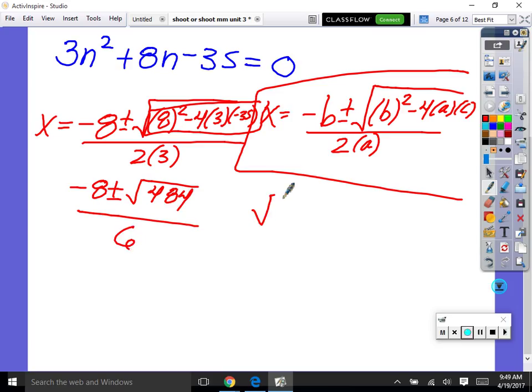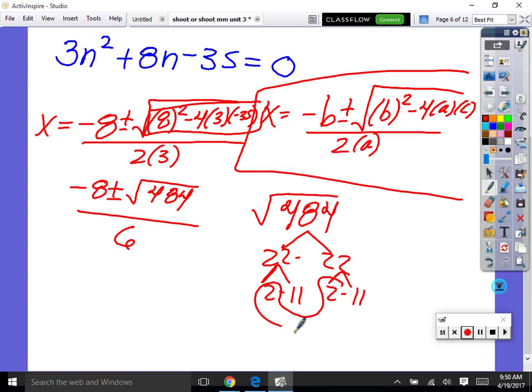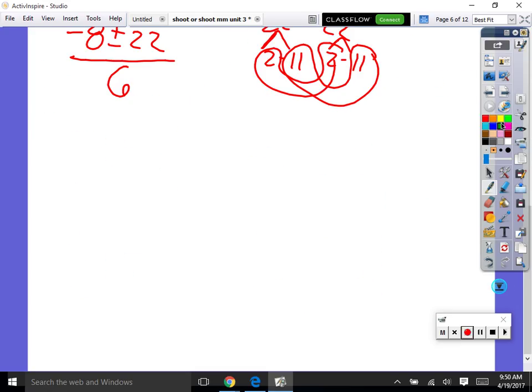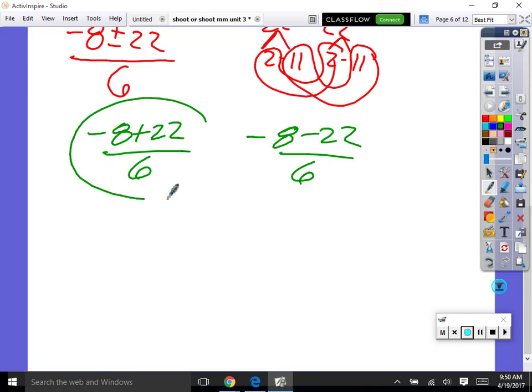Then from there, you broke down 484 and pulled out groups of 2 if necessary, which isn't that 22 times 22? Everybody? Yeah. And then that's 2 times 11, and that's 2 times 11, so we'll pull out a 2. We'll pull out an 11, won't we? So that's 22. So that became 22. Negative 8 plus or minus 22 all over 6. Because there's no radical and because there's no i, you can combine it. So you'll do negative 8 plus 22 divided by 6. Negative 8 minus 22 divided by 6. What was this one? Negative 8 plus 22 divided by 6.